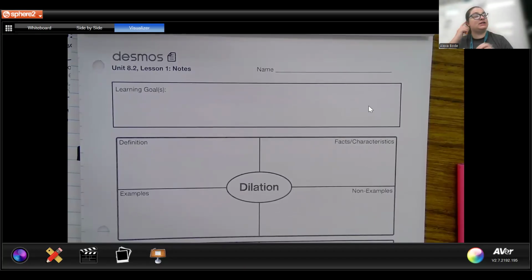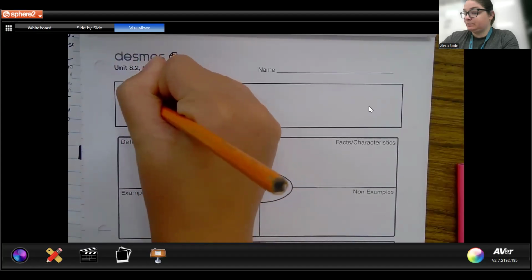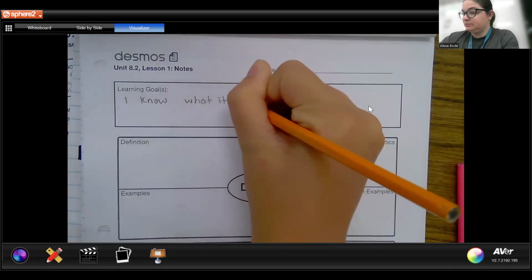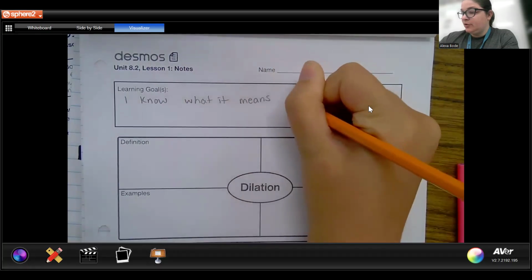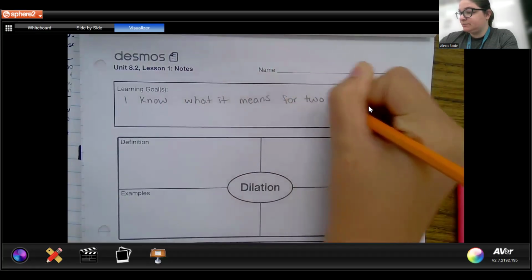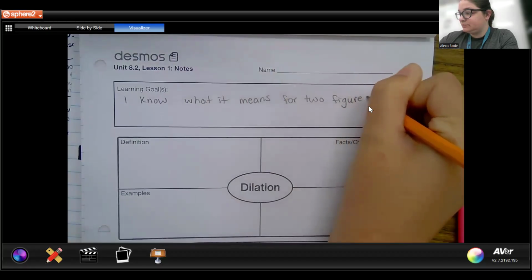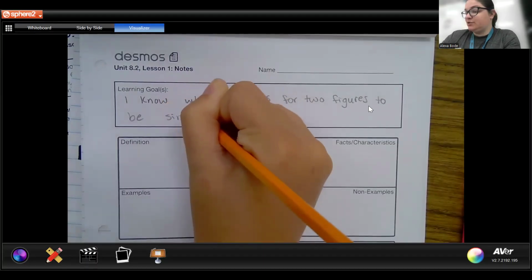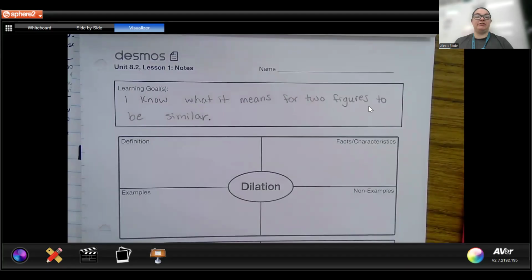And the reason why dilation is in its own unit is because it does not keep a shape congruent. Dilations actually make similar shapes, not congruent shapes. So our learning goal for today, we only have one learning goal: I know what it means for two figures to be similar. Now, you guys actually looked at similar figures a little bit in seventh grade, and really this unit's just adding on to what you guys already know.